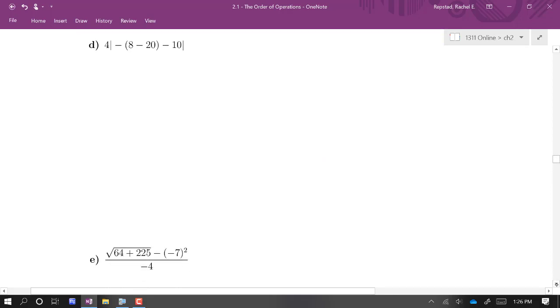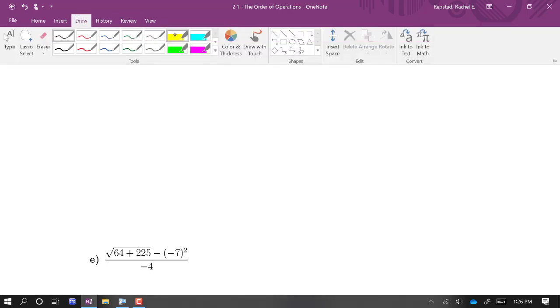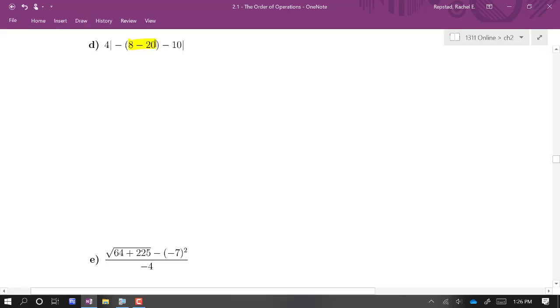Okay, let's do a couple more. In part D, I can see that we have absolute values, so those are grouping symbols, but within those I have more grouping symbols. I've got a set of parentheses, so we're going to start on the inside. 8 minus 20 is negative 12. Minus a negative 12, that's a positive 12 minus 10, 4 times the absolute value of 2.